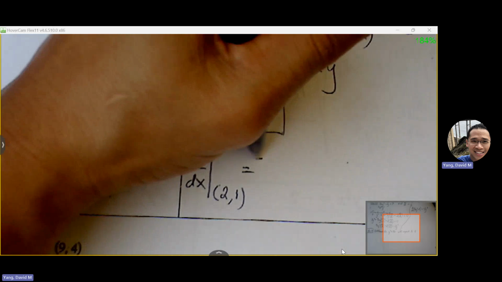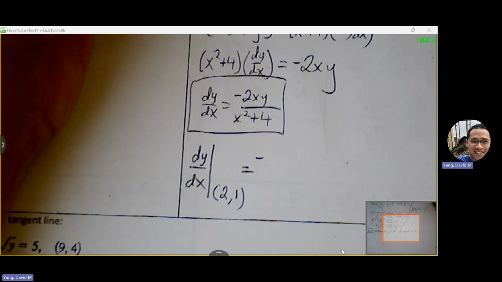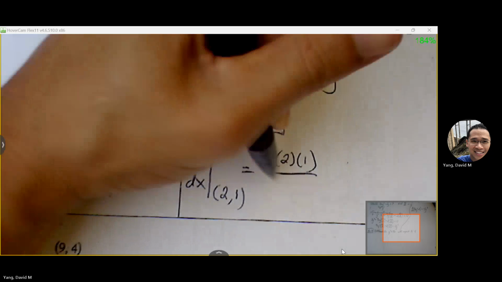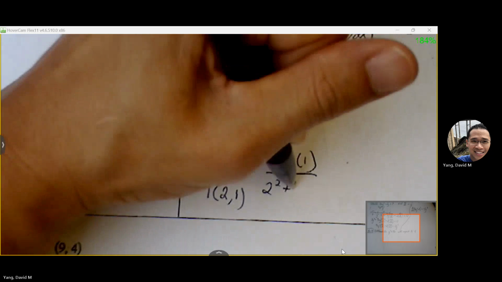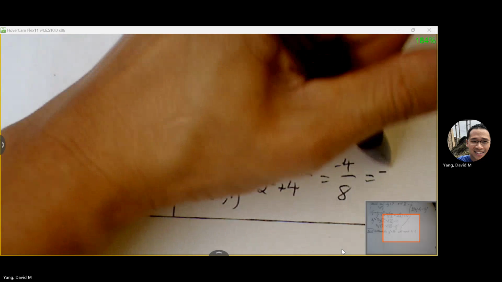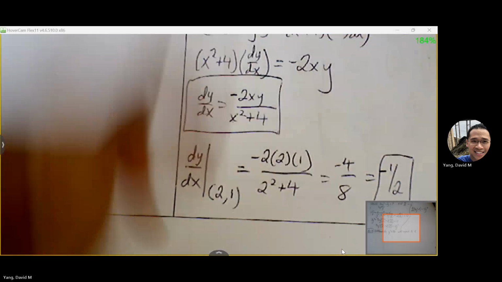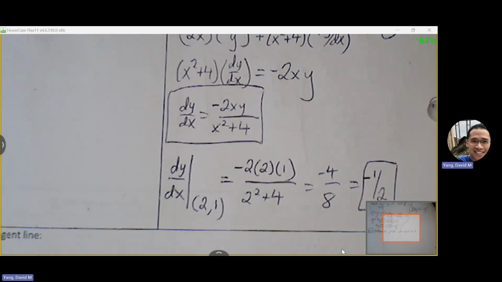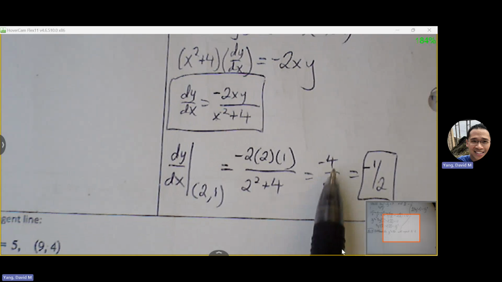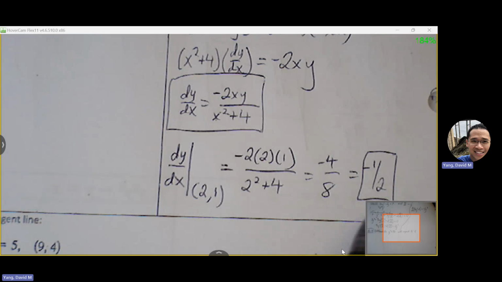So now I can plug in, replace every x with 2, replace every y with 1. So whatever this original graph looks like at ordered pair (2, 1), this graph is going to be experiencing an exact steepness of -1/2.